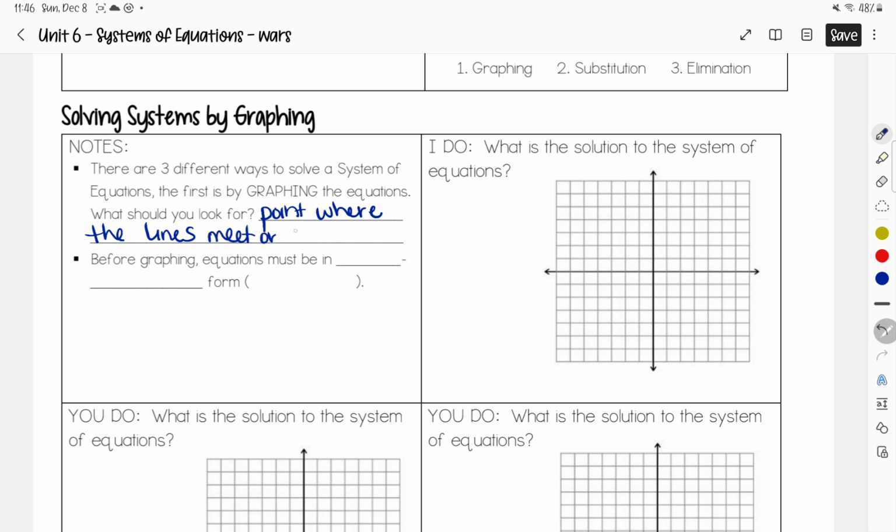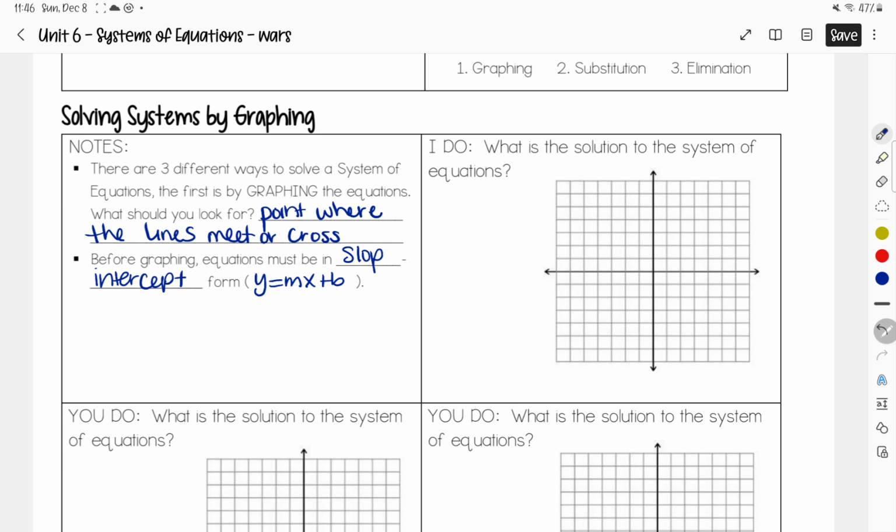Meet or cross. Okay. And then one little thing you need to note is that before you graph, the equations must be in slope-intercept form. So remember that's y equals mx plus b. All right, so let's do one.